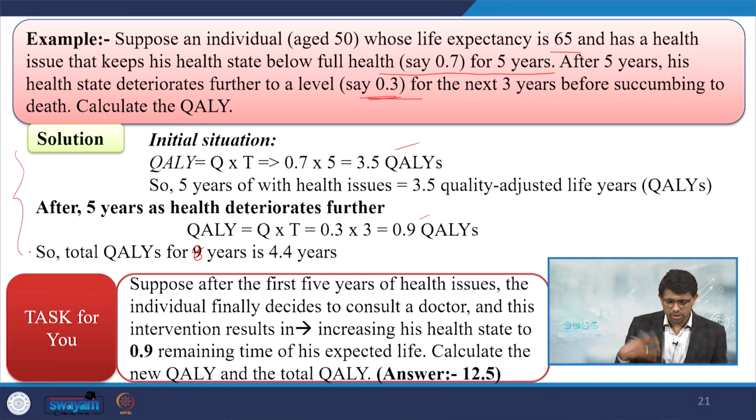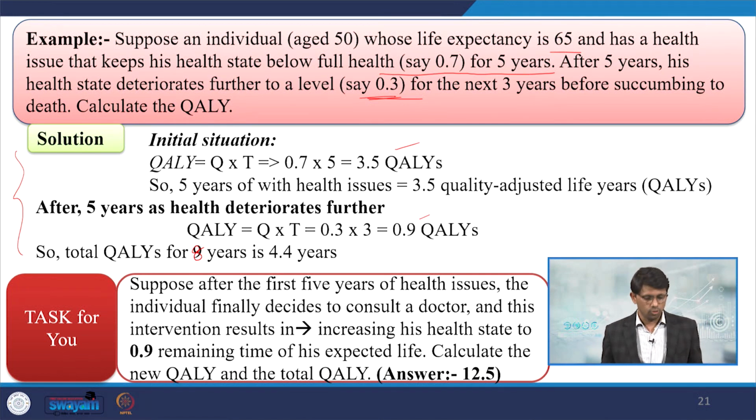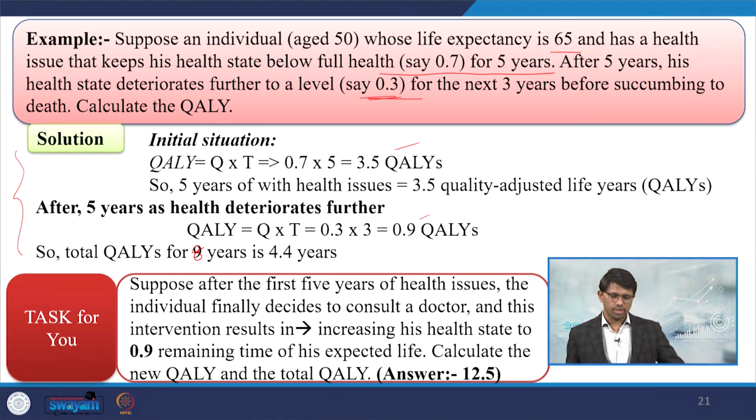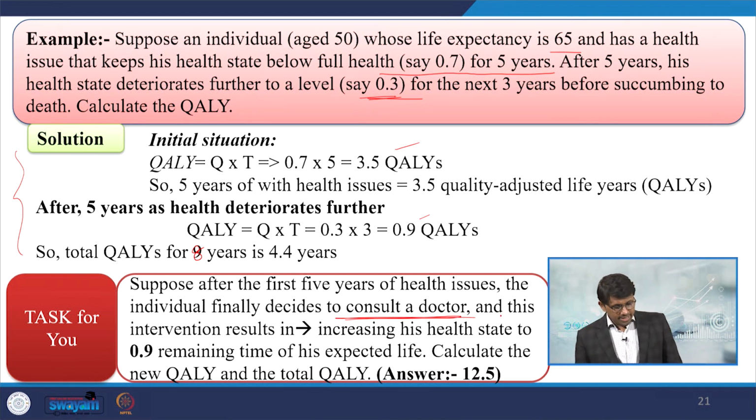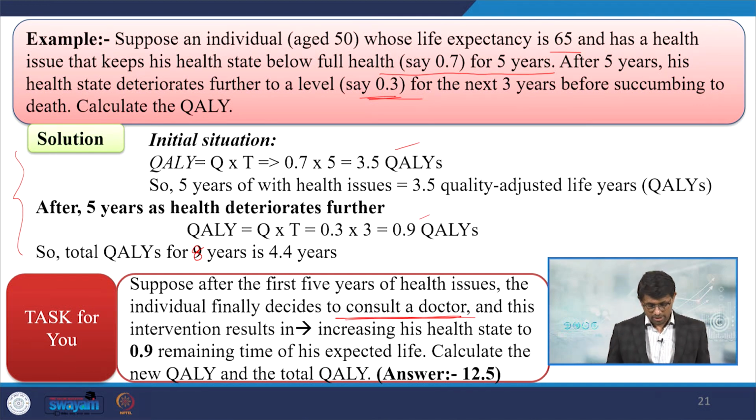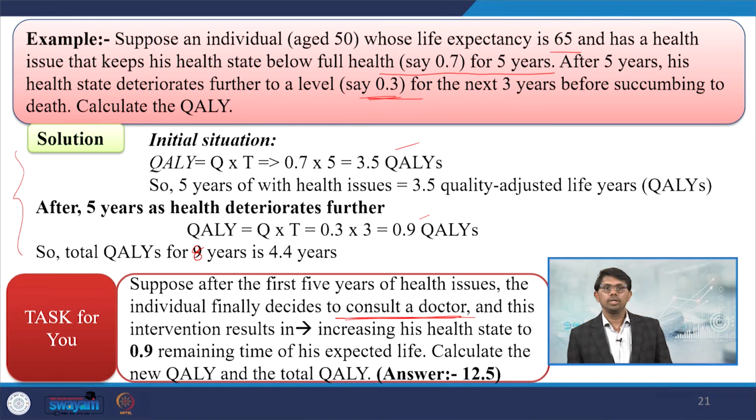You can calculate, and this is how authors really calculate QALY. I think it will be useful for you, and I am just giving another context and example for you to calculate. We are also specifying the answers for you. Suppose after the first 5 years of health issue, from the same example, the individual finally decides to consult a doctor. Now we are taking an intervention, and this intervention increases his health state to 0.9 instead of 0.3 for his remaining expected life. Now calculate the new QALY and the total QALY, and the answer would be 12.5.